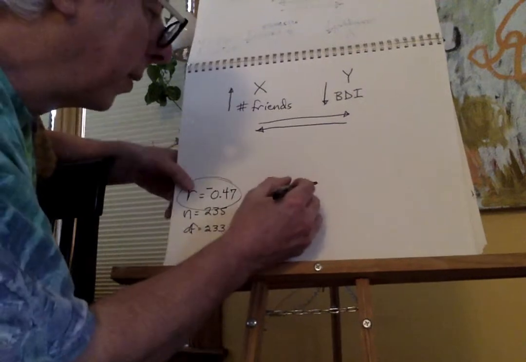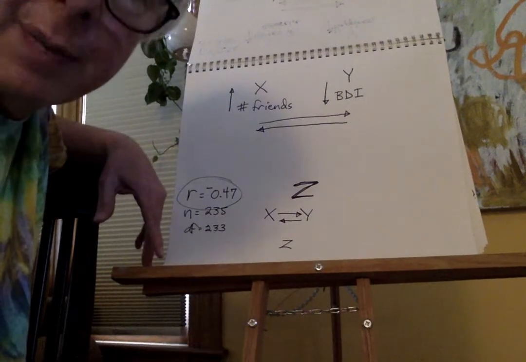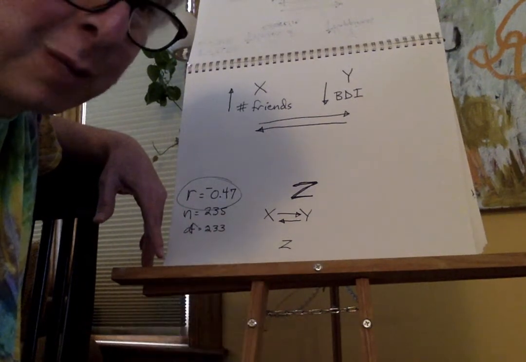A Z variable. Well, maybe, I know this doesn't happen in college. I know it doesn't happen in college. I'm just kidding. I'm winking.